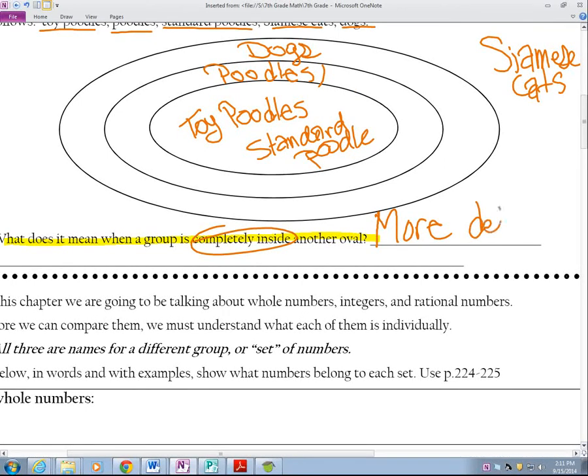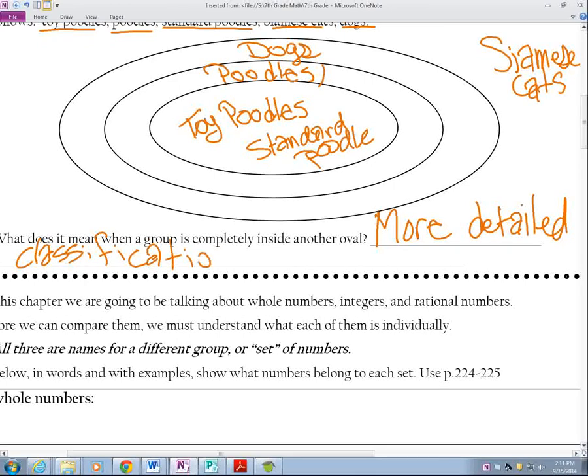More detailed classification. I'm going to run on both of what you just said. More detailed classification.